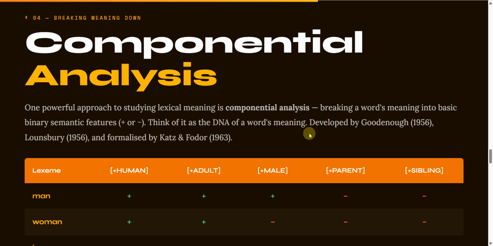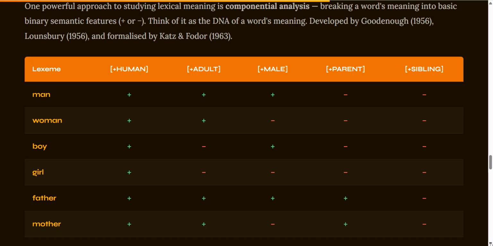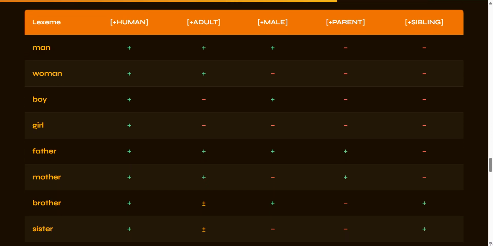Think of it as the DNA of a word's meaning, developed by Goodenough, 1956, Lounsbury, same 1956, and formalized by Katz and Fodor in 1963. So let's look at how componential analysis is done, as it will help in understanding it better.